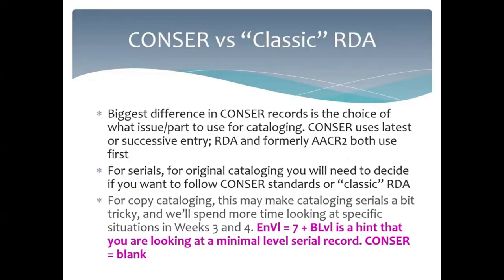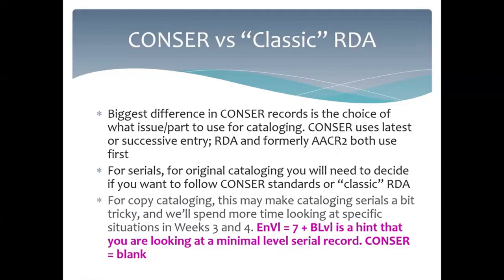So I've been calling this CONSER versus classic RDA. And the biggest difference really between CONSER records and classic RDA is what you use to actually catalog with. In CONSER, you're going to use latest or successive entry. In my opinion, that's the easiest to catalog from, because essentially you're cataloging from what you have. So if you have volume 25 and you suspect it started with volume 1, but you haven't seen the other 24 volumes that came before it, you're cataloging from volume 25.